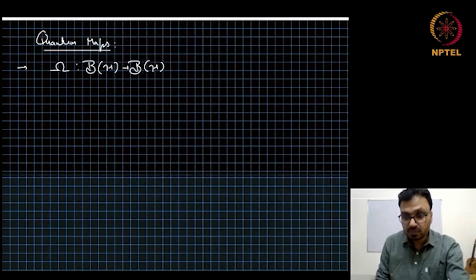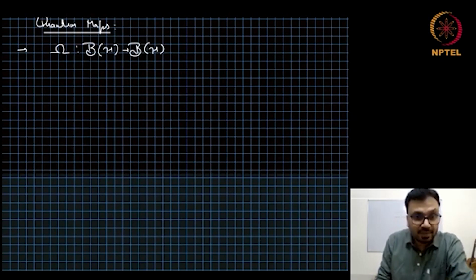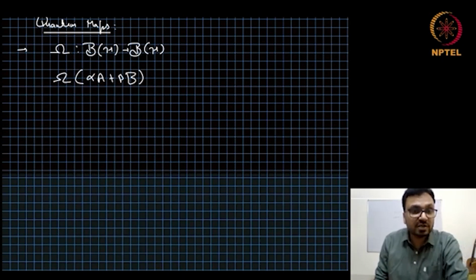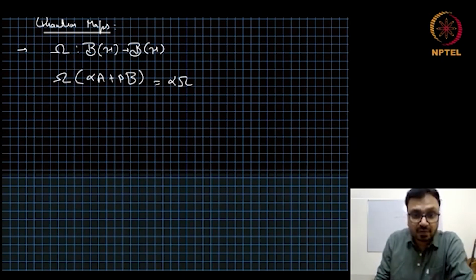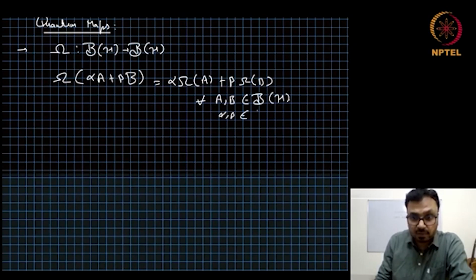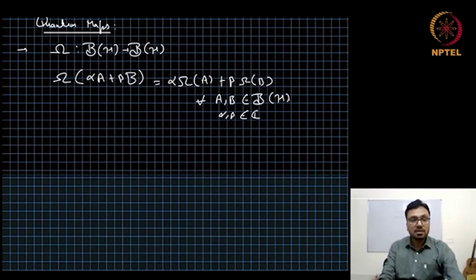Hilbert space. So a map will be linear if you have operators A and B with complex coefficients alpha and beta, and it gives us omega of alpha A plus beta B equals alpha omega A plus beta omega B, for every A and B that belongs to the set of operators, and for alpha, beta complex, or any element of the field. So if a map satisfies this property, then we call it a linear map. And we know very well that whenever there is a linear map, there will be a matrix representation for it.